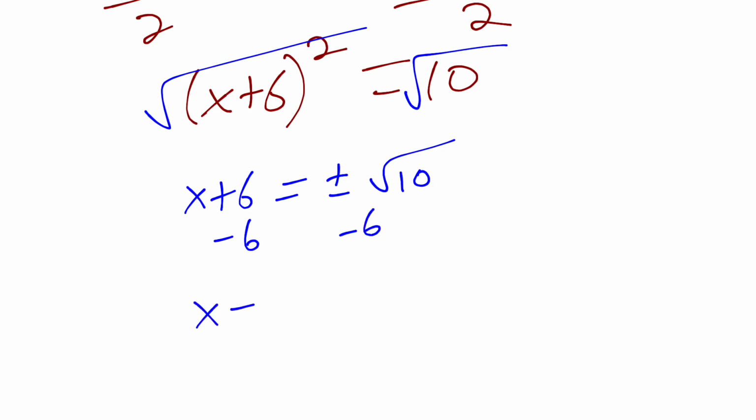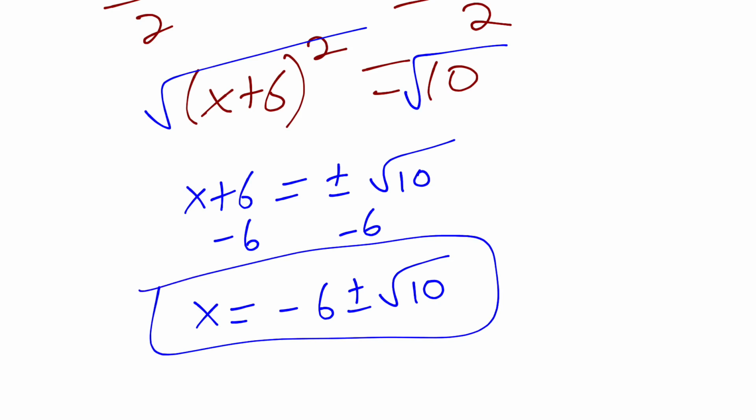And in some ways that makes the problem a little bit easier even. You don't have to bother to find the two answers. You just say that one of them is negative 6 plus the square root of 10, and the other is negative 6 minus the square root of 10. And that plus minus allows you to show both in one line of text.